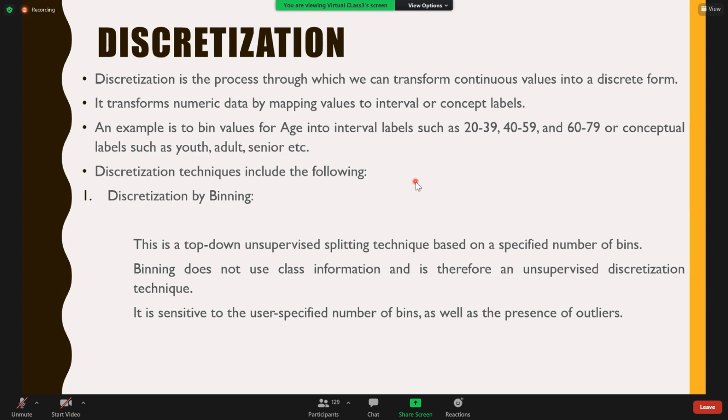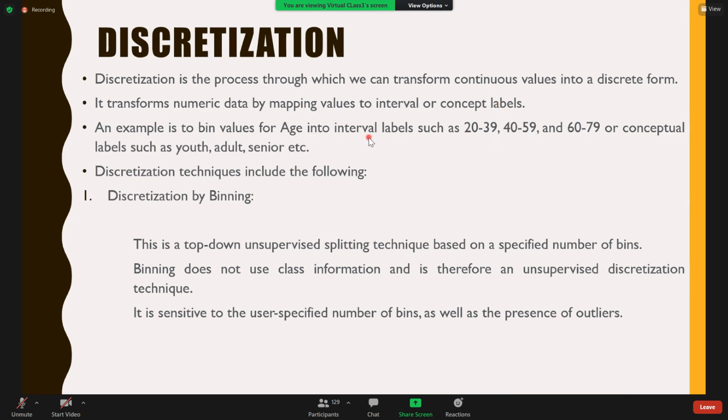Next one is discretization. This is also one of the techniques for data transformation. It is the process through which we can transform continuous values into a discrete form. Continuous values means you will be getting a list of values, continuous data. If you can't count all the possible values, then we call it continuous data. Discrete data means a fixed number of values will be there. So we can transform the continuous values into discrete form using this discretization technique.